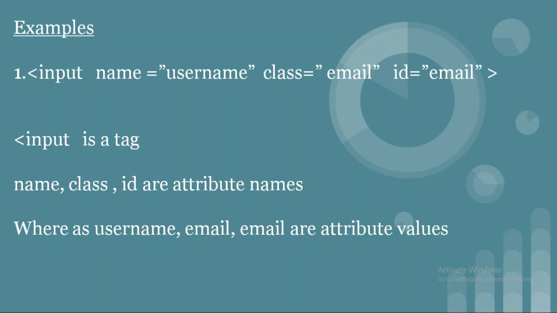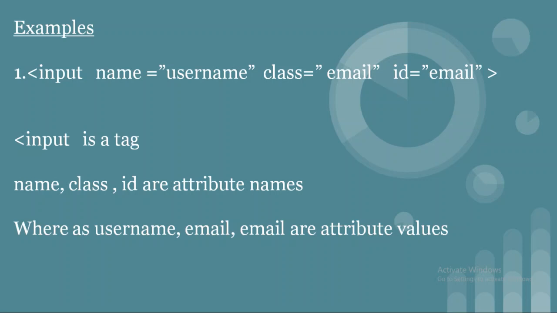See, here is example 1. Here we can see the angle bracket, or you can say the lesser than sign, right? So we call it an angle bracket, followed by input. Next, name equal to username, class equal to email, then ID equal to email, then close the angle bracket. So guys, whatever you write after the angle bracket is called a tag. So here in this example, angle bracket input is a tag.